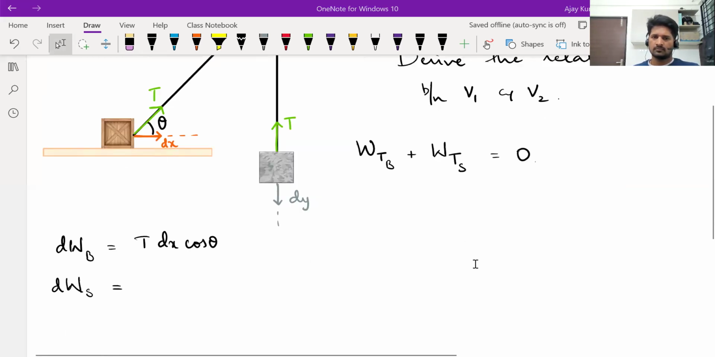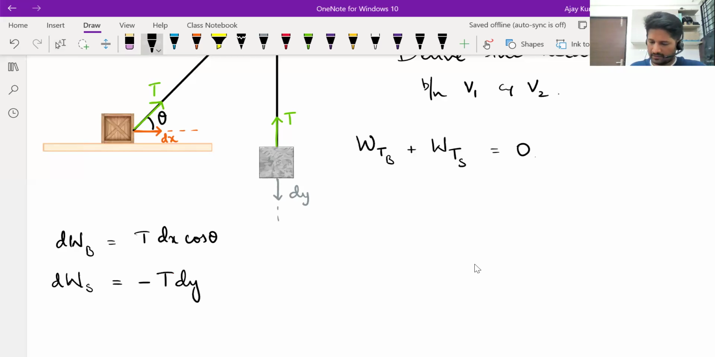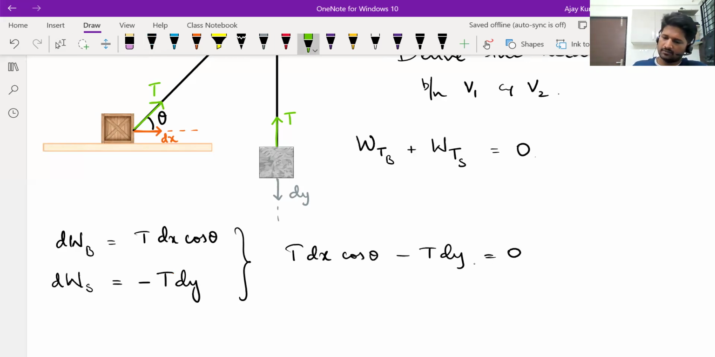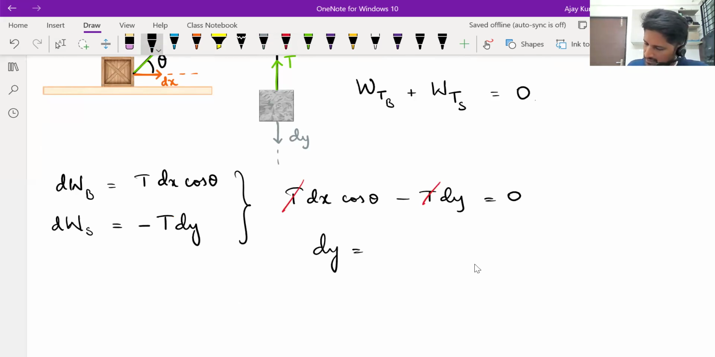Minus T dy. Correct. Force is T, displacement is dy, angle is 180, cos 180 is minus 1. So minus T dy. Add these two. T dx cos theta minus T dy should be 0. That's all, cancel T. You get dx cos theta is equal to dy. Send dy that side. Dy is equal to dx cos theta.